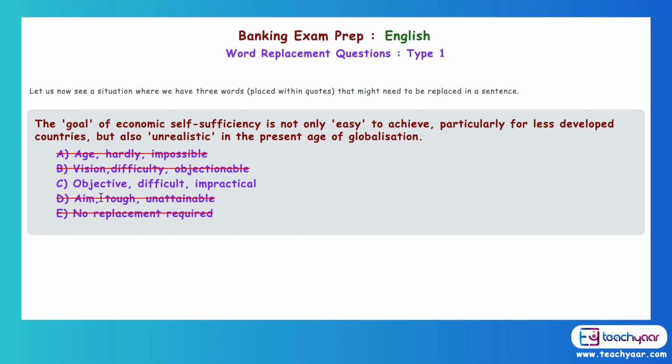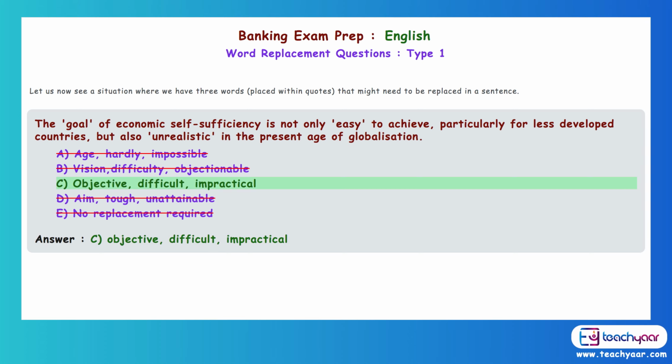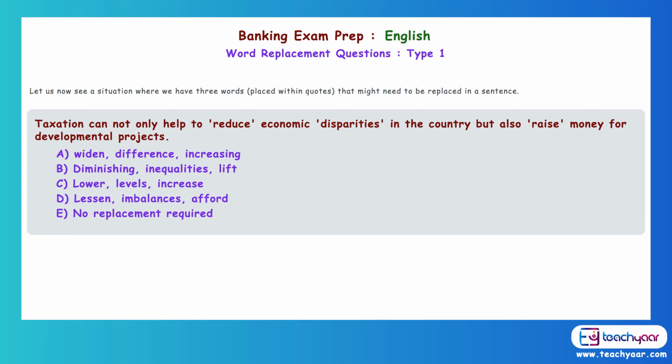So now if you put in these words in the sentence, we read it again. The objective of economic self-sufficiency is not only difficult to achieve, particularly for less developed countries, but also impractical in the present age of globalization. This is the correct sentence. So what is your answer now? Answer is C. That means objective, difficult, impractical. Now we are doing this for the first time. You might find it difficult, but then let's have one more sentence.